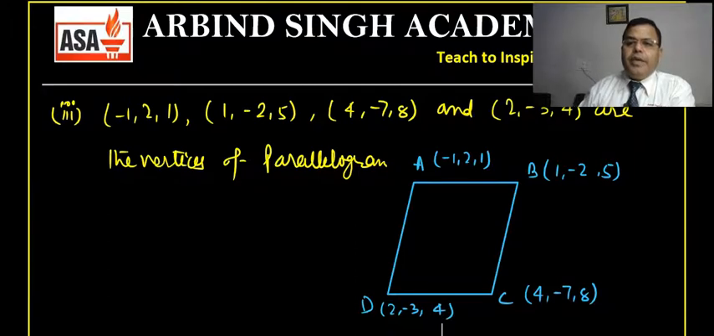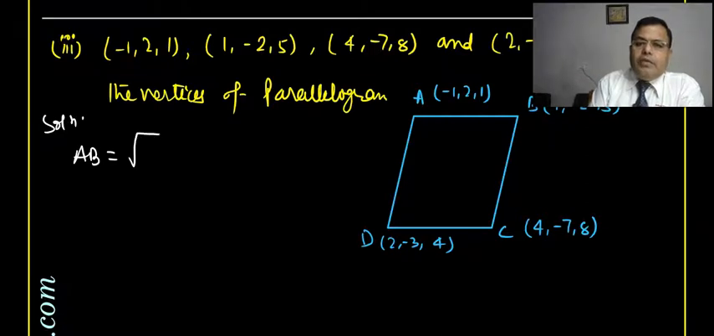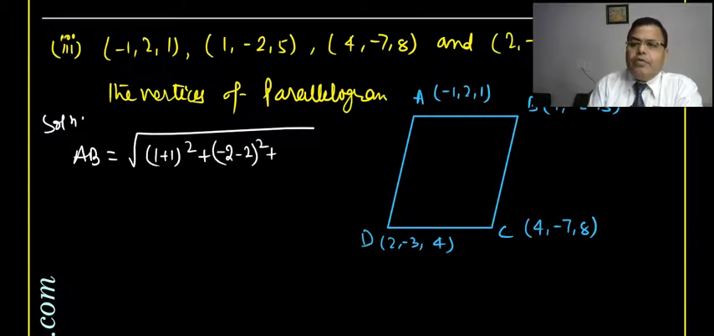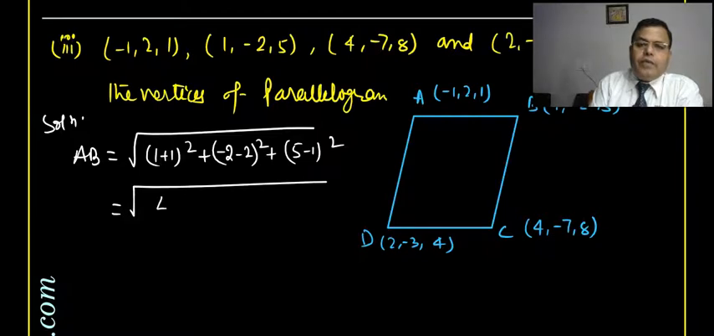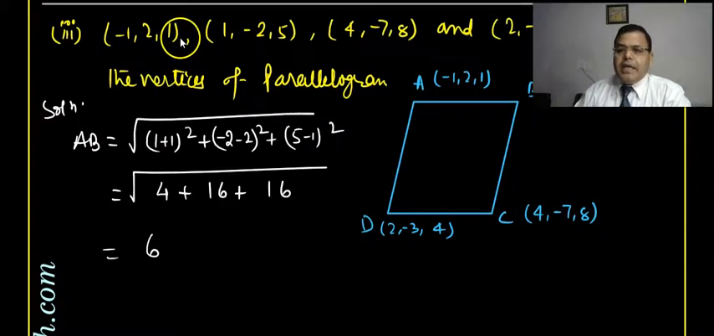Now using the distance formula, we can calculate the distance AB. AB is equal to the square root of (1 minus -1, that is 1 plus 1) whole square, plus (-2 minus 2) whole square, and for z, (5 minus 1) whole square. So this is 2 square which is 4, plus (-4) whole square which is 16, plus 5 minus 1 whole square which is 16. So 16 plus 16 is 32, plus 4 is 36, that is 6. Now AB has been calculated.